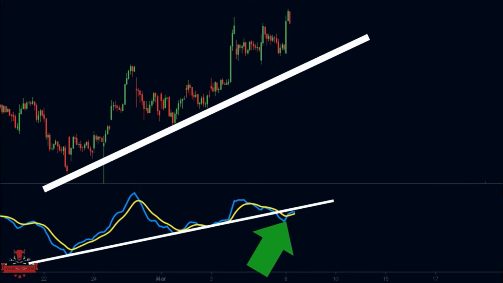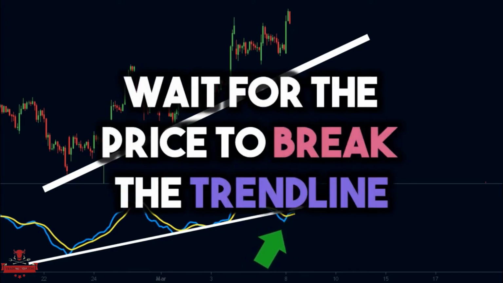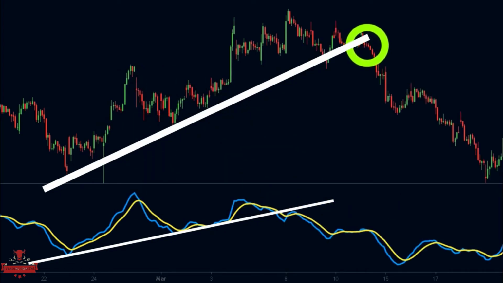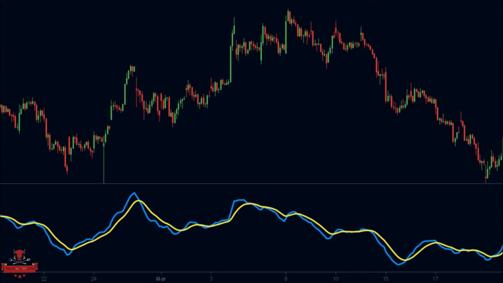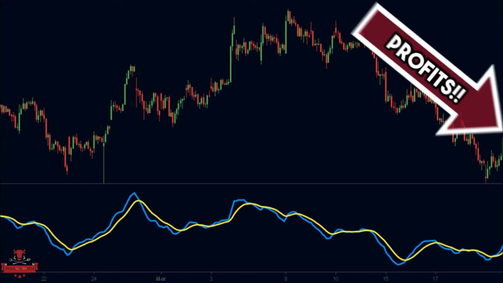But the important point here is that the price has not broken the trend line yet. Only the MACD has broken the trend line. Hence, we will wait for the price to break below the trend line to initiate the trade. Here is the breakout. We sell the stock here and keep our stop loss above the trend line. We can keep our targets at 2:1 risk-reward ratio. The reversal was successful in this instance, and hence we made profits.